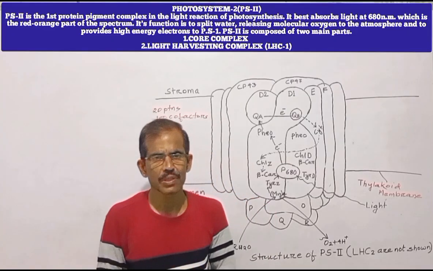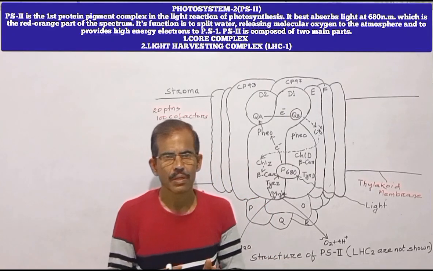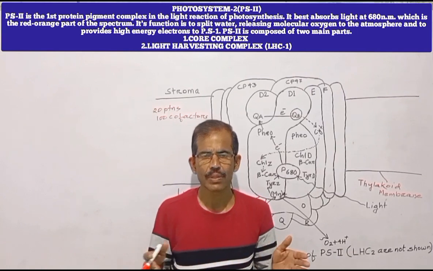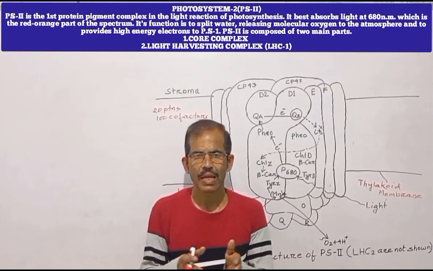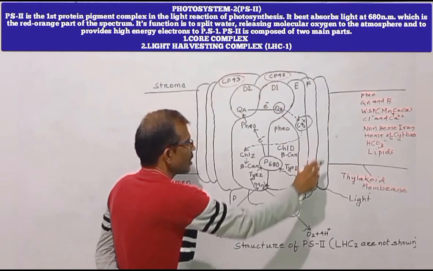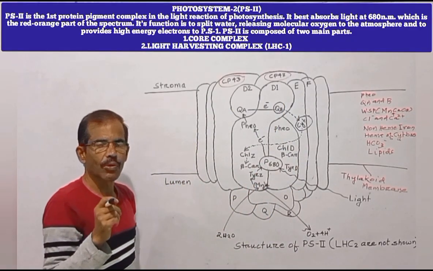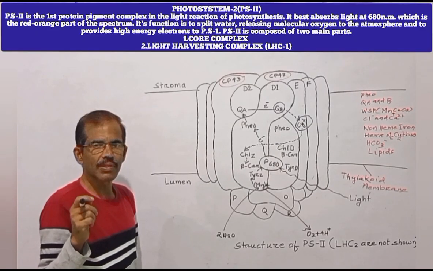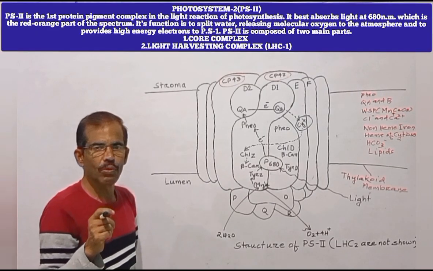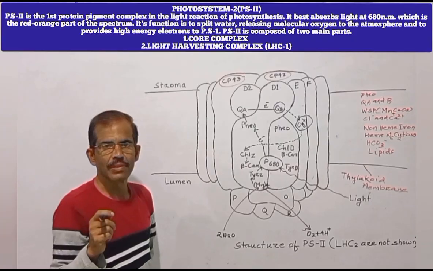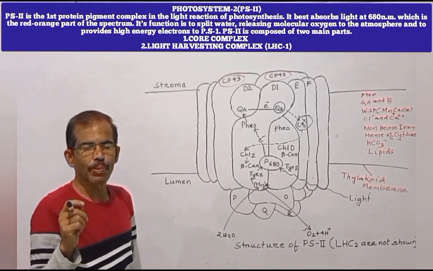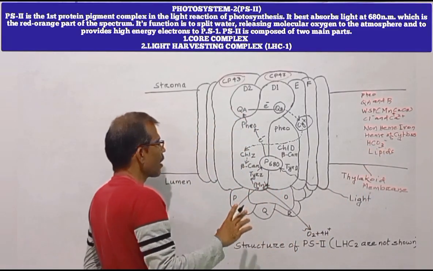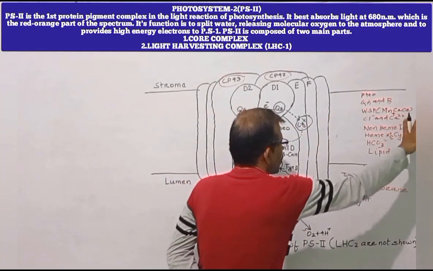Photosystem 2 consists of two main parts. Number 1, core complex, and number 2, light harvesting complex or LHC2. This figure illustrates the structure of the core complex of photosystem 2. The light harvesting complex has not been shown due to the lack of space. As already said, the photosystem remains embedded in the thylakoid membrane. This is the thylakoid membrane.